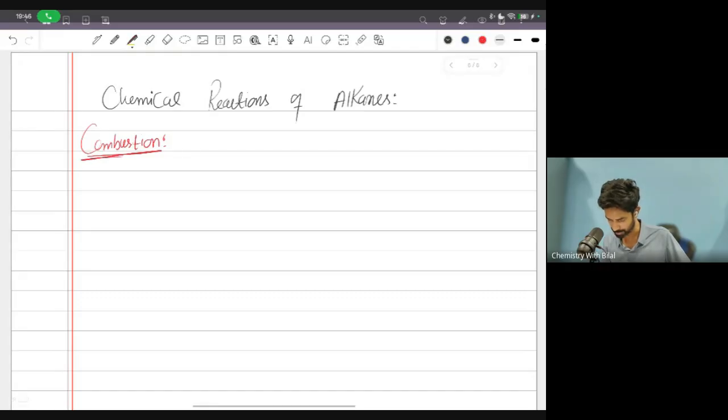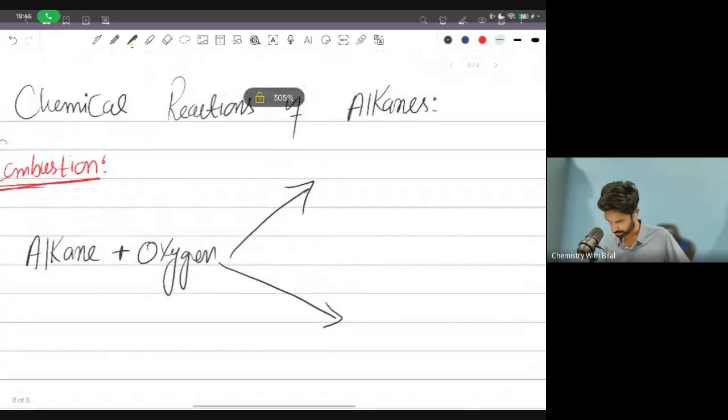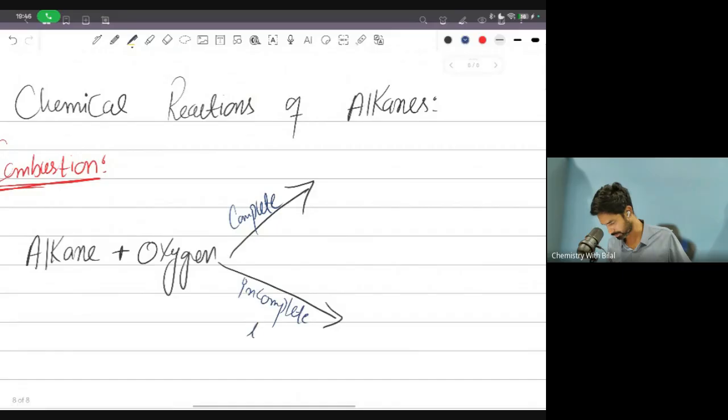But the more good thing is combustion always takes place in the presence of oxygen. So there is a variety in combustion, you know. You have complete combustion, which happens in the presence of excess oxygen, and you may experience incomplete combustion, which takes place in limited oxygen. So if there is lesser oxygen, it will be incomplete. If there is excess oxygen, there will be complete combustion.